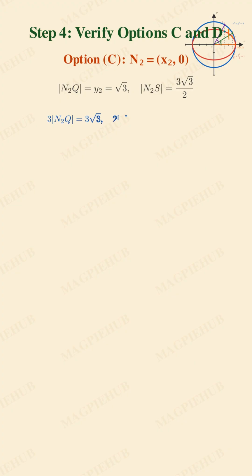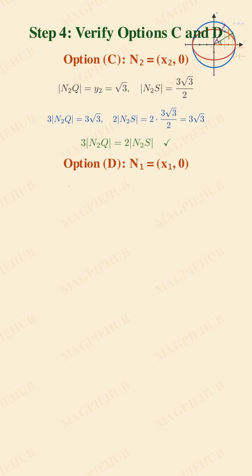Step 4. Let us verify options C and D. For option C, N2 is at (x2, 0). The distance N2 to Q is simply y2 equals root 3. The distance N2 to S is the y coordinate of S, which is 3 root 3 over 2. Now, 3 times root 3 equals 3 root 3, and 2 times 3 root 3 over 2 also equals 3 root 3. So 3 times N2Q equals 2 times N2S, option C is correct.